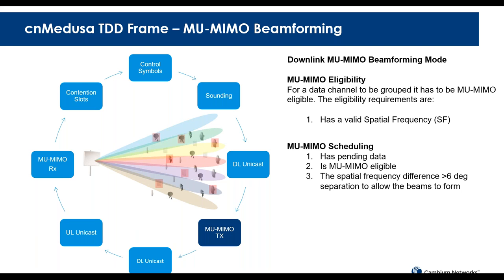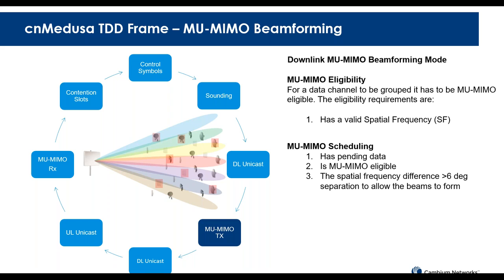The scheduler, the downlink scheduler at the access point, needs to go through several decisions to make sure it picks the best subscribers to be part of the group. First of all, it needs to look at subscribers that have pending data. This may be obvious, but if the subscriber doesn't have any data to receive, then obviously it will not be picked to be part of the group.